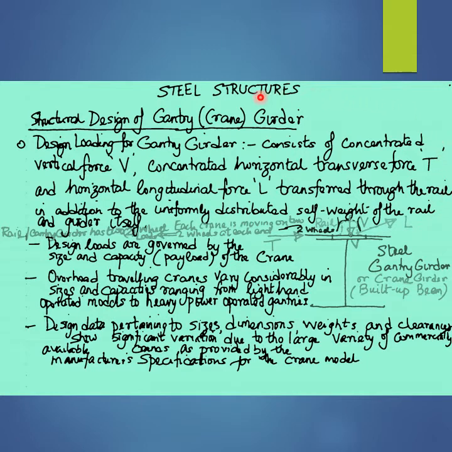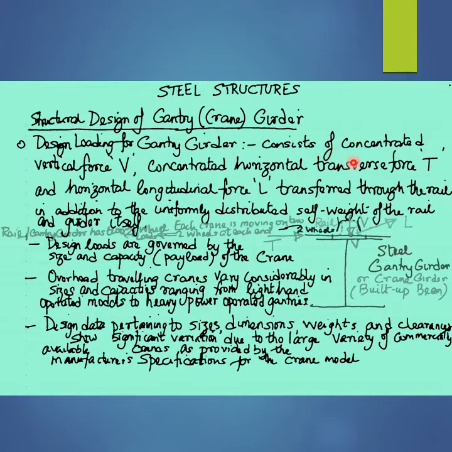Therefore, based on our discussion on the typical design forces that need to be considered in the structural design of gantry or crane girders, the design loading for steel gantry girders or steel crane girders can be simplified to consist of three components.